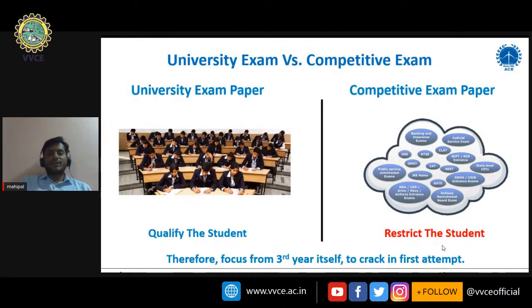You may prepare for university exams 1 month before, maybe 1 week before, maybe somebody may prepare 1 day before also. But for competitive examinations, it's very difficult to prepare in 1 day, 1 week, or 1 month. You need at least 5 to 6 months. That's the reason we suggest you start your preparation in the third year itself. That's a suggestion we are going to give you.